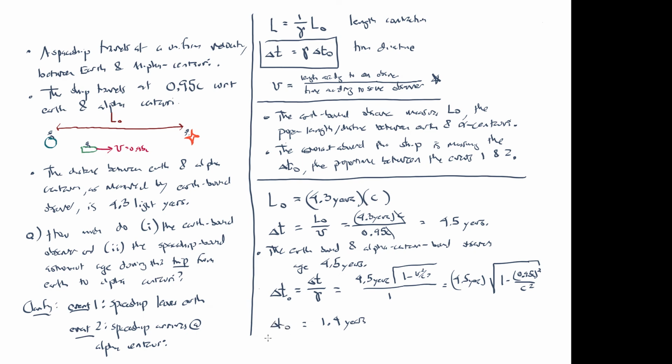Okay? In other words, what's happening here is whereas the people on Earth and Alpha Centauri will age 4.5 years, the astronaut himself or herself who's on the ship will only have aged 1.4 years. That is because time elapses differently for these observers who are in motion relative to one another. So the astronaut sees 1.4 years elapse during the trip. The Earthbound observer sees 4.5 years elapse.